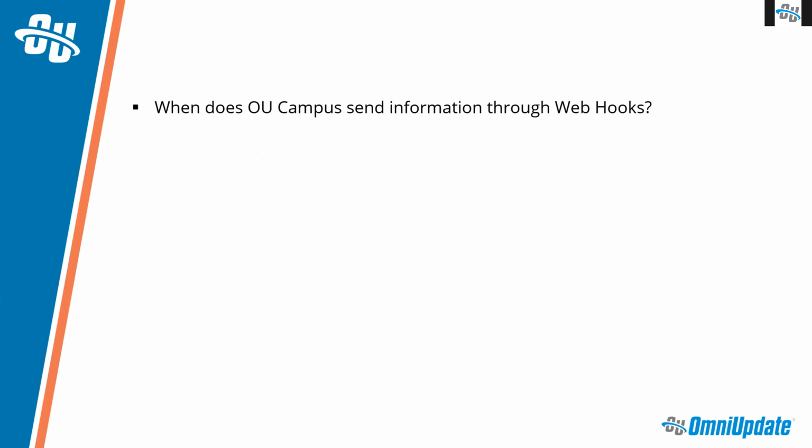When does OU Campus send information through webhooks? When an account and site are configured properly for webhooks, OU Campus will send out two calls in the event of a publish or a delete. One to notify that such an event has begun, and another when that event has finished to inform you of whether the publish attempt was successful.